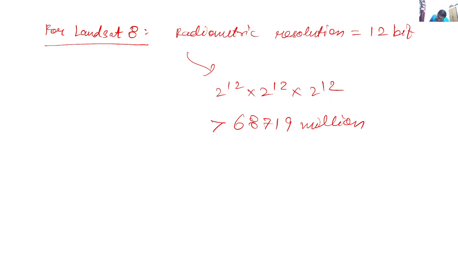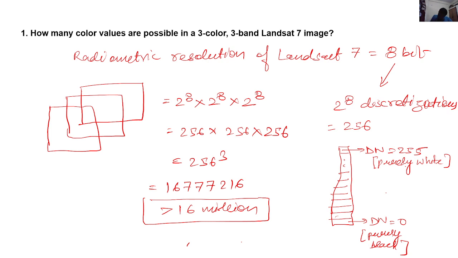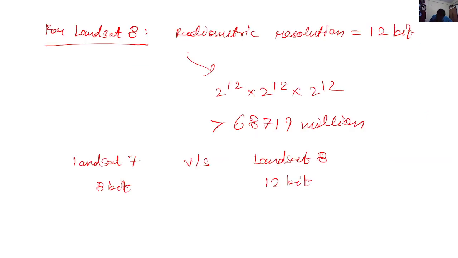So for Landsat 7 versus Landsat 8: Landsat 7 has an 8-bit radiometric resolution, and Landsat 8 is 12-bit. Color values for Landsat 7 were in excess of 16 million.